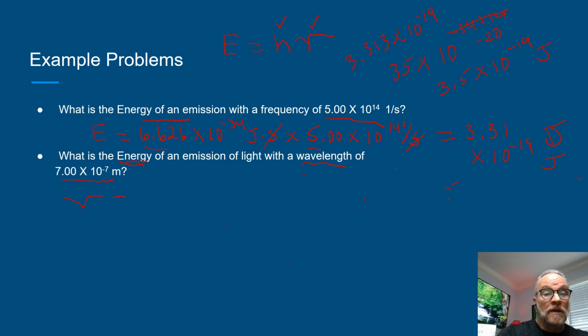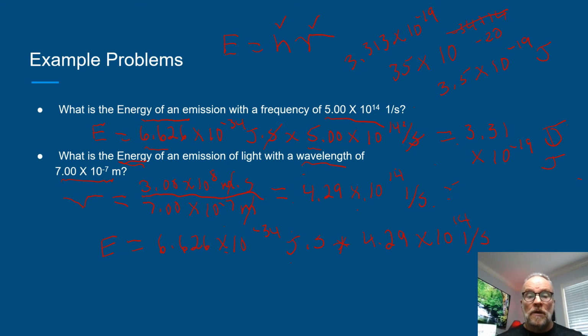So we'll say frequency is equal to speed of light over our wavelength, which is 7.00 times 10 to the -7 meters. So here meters will cancel out and we'll get a frequency. Okay, so 3 over 7 equals 4.29 times 10 to the 14th 1 over s as our frequency. And then we'll plug it into our energy calculation. 6.626 times 10 to the -34 joules seconds there, times 4.29 times 10 to the 14th 1 over s.